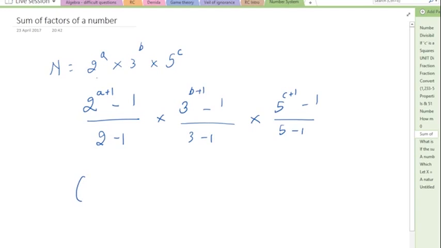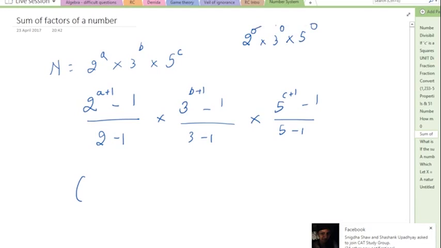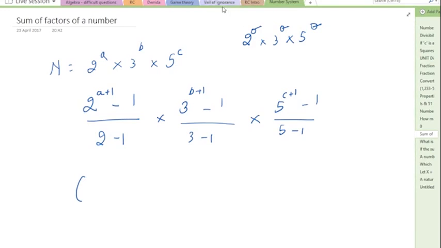So this is how it works. Any factor of this number will be 2 to the power some number, into 3 to the power some other number, into 5 to the power some other number. And these numbers will have to be at most A, B, and C. So the power of 2 can be between 0 and A, the power of 3 between 0 and B, and the power of 5 between 0 and C, and this number will be a factor of n.